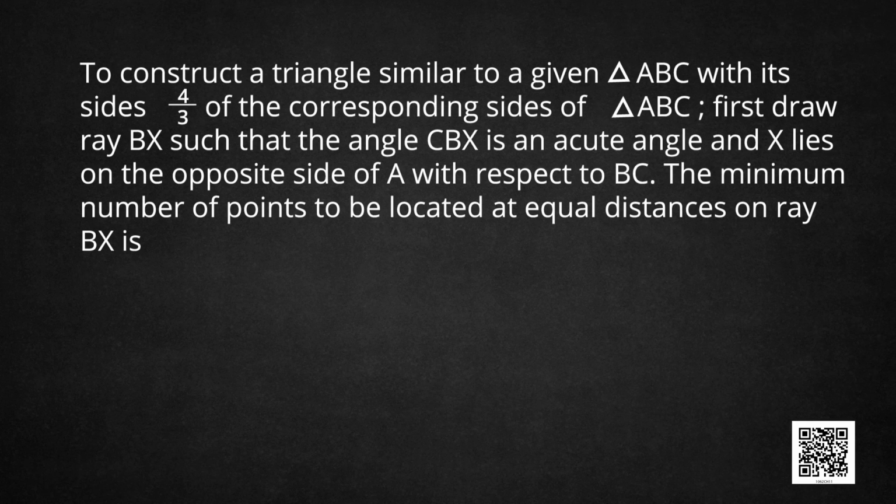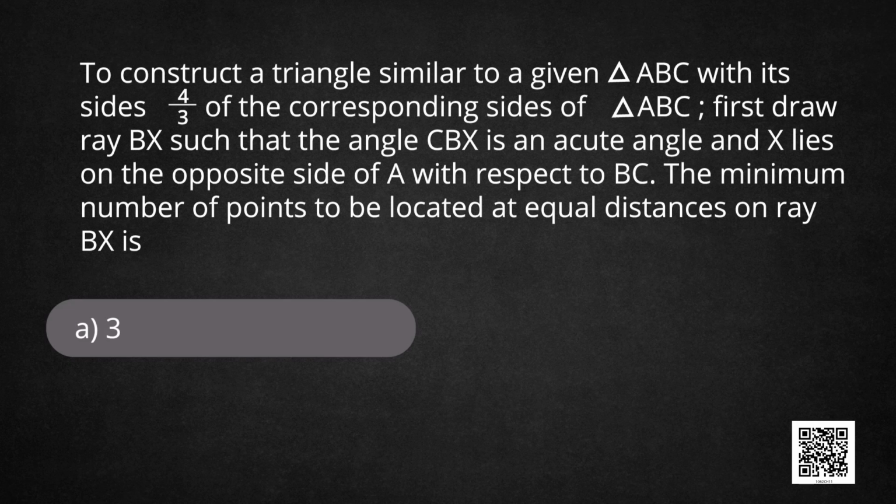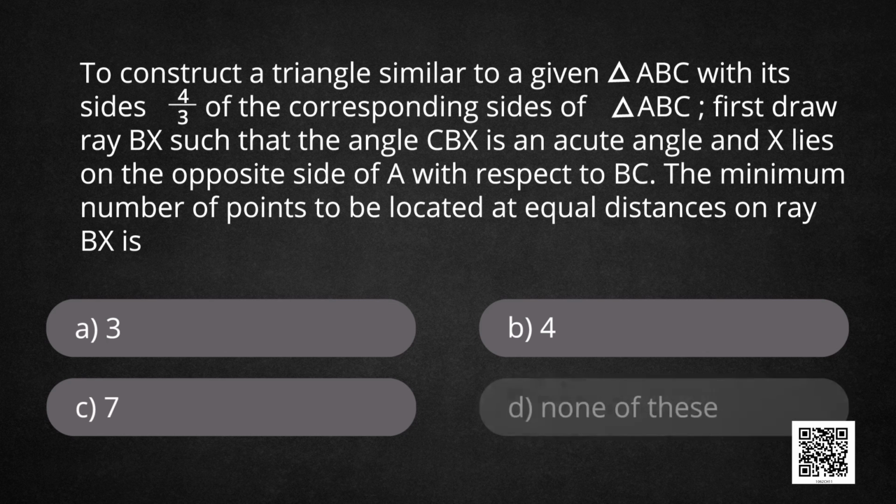To construct a triangle similar to a given triangle ABC with its sides 4/3 of the corresponding sides of triangle ABC, first draw a ray BX such that the angle CBX is an acute angle and X lies on the opposite side of A with respect to BC. The minimum number of points to be located at equal distances on ray BX is, you have 4 options: 3, 4, 7, or none of these. The correct option is B part, that is 4.